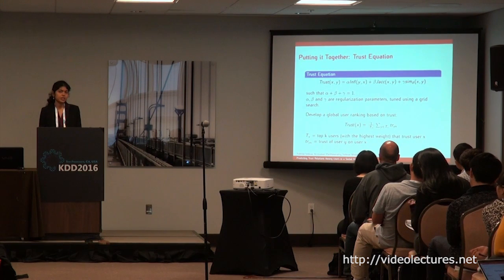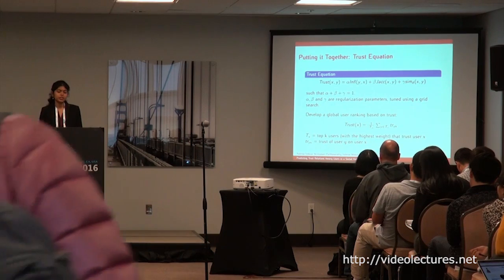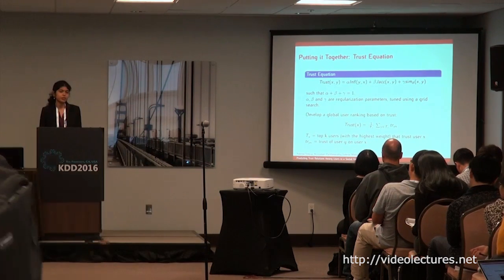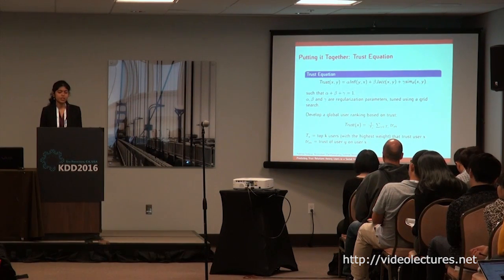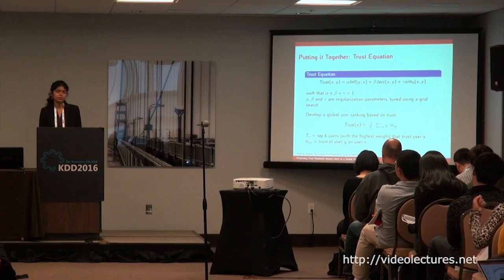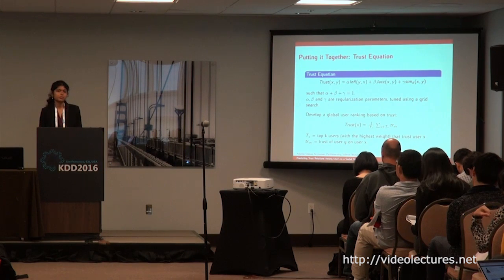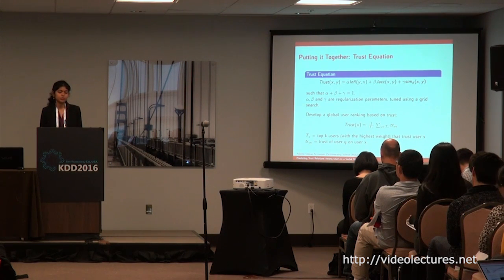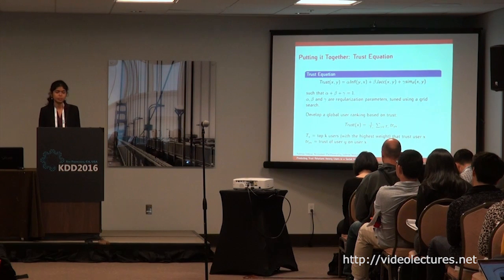We now combine these three factors together in order to get a trust equation to calculate the pairwise trust between every pair of users. They are weighted by three parameters, alpha, beta, and gamma, that sum to 1. We tune the values of these parameters using an exhaustive grid search. In effect, we only need to tune the values of two of these parameters. The third one can be inferred based on the relationship between the three of them.